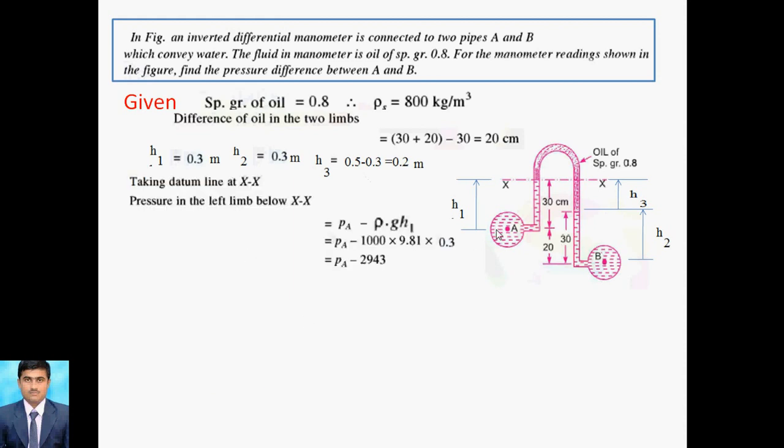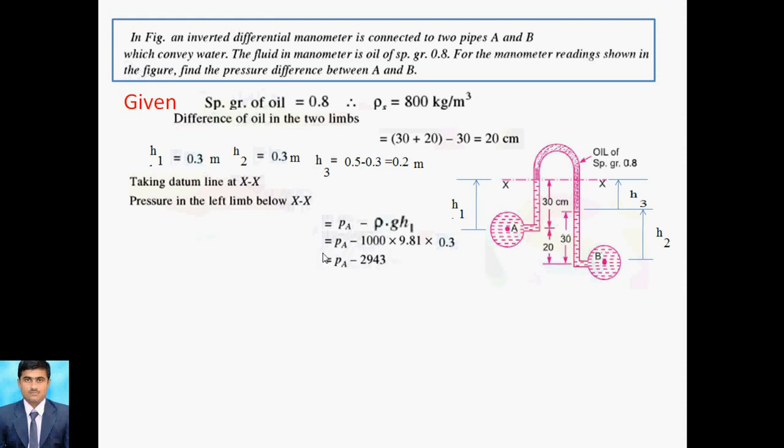Now we construct for the left limb. So for the left limb, you can write PA minus rho 1 g1 h1. Rho is the density of water. Water is placed in the tube, so we can write 1000, g 9.81, and h1 is 0.3. So we write 0.3. This is the equation for the left limb. Now go for the right limb.